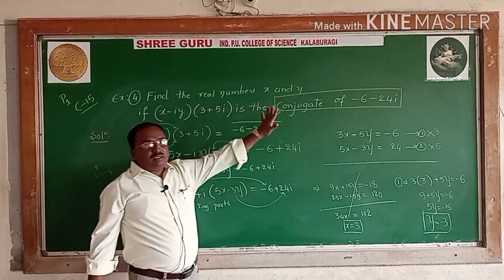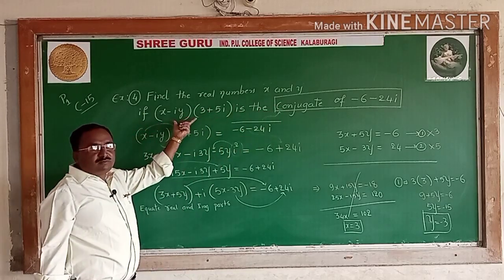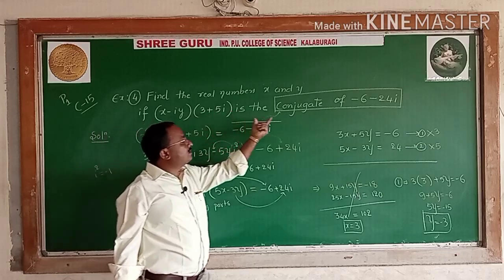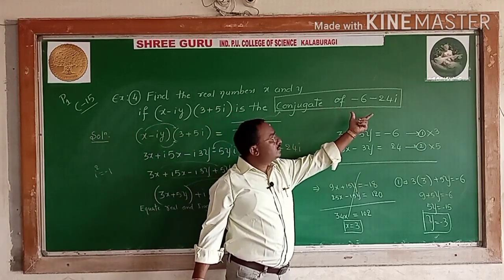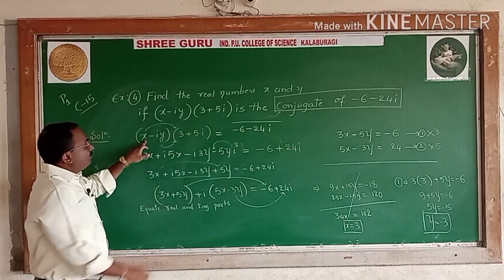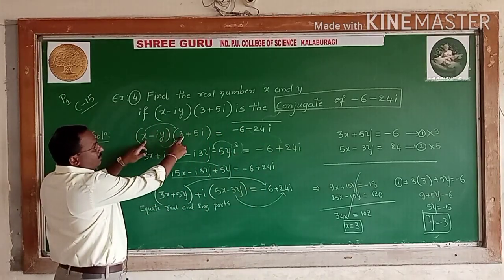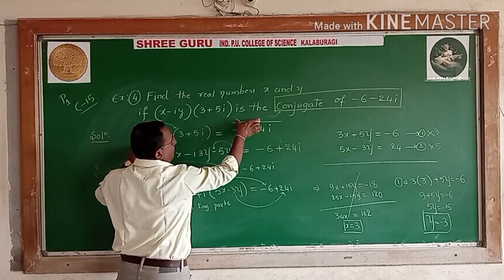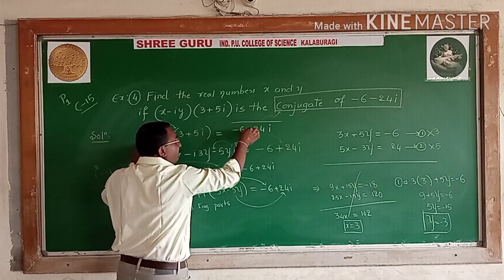Find x and y. This is the product of complex numbers: (x minus iy)(3 plus 5i) is the conjugate of minus 6 minus 24i. Here is a product of two complex numbers; simplify this one. Conjugate means bar. Bar means change the sign of the imaginary part.